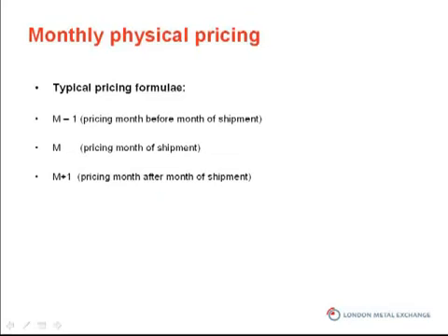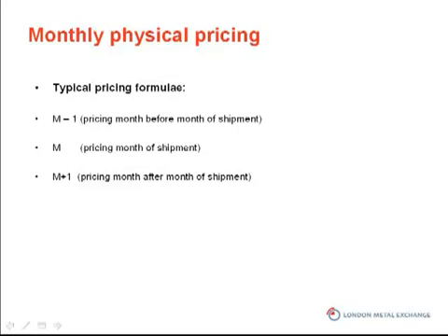So here we can see some typical pricing formula. I've already talked about the fact that many sectors of the industry will use the LME settlement price for an average period, usually a calendar month, and they would then fit that in with different types of physical pricing. So M-1 is pricing the month before the month of shipment. M is pricing during the month of shipment, and M+1 would be pricing the month after the month of shipment.